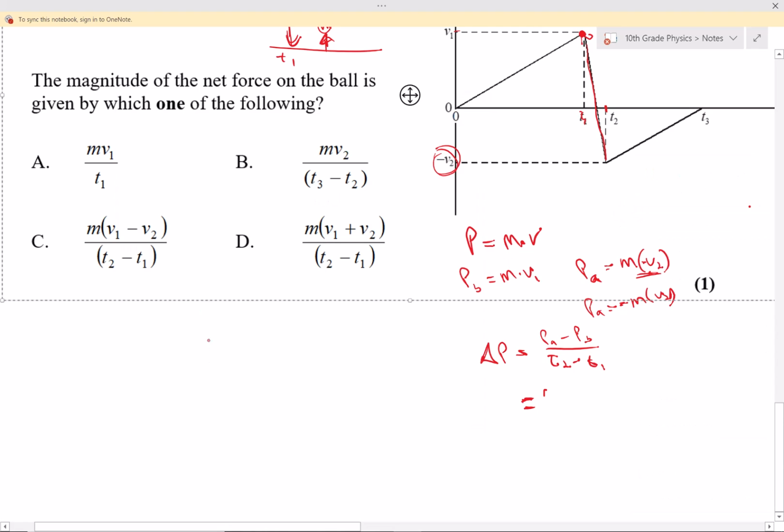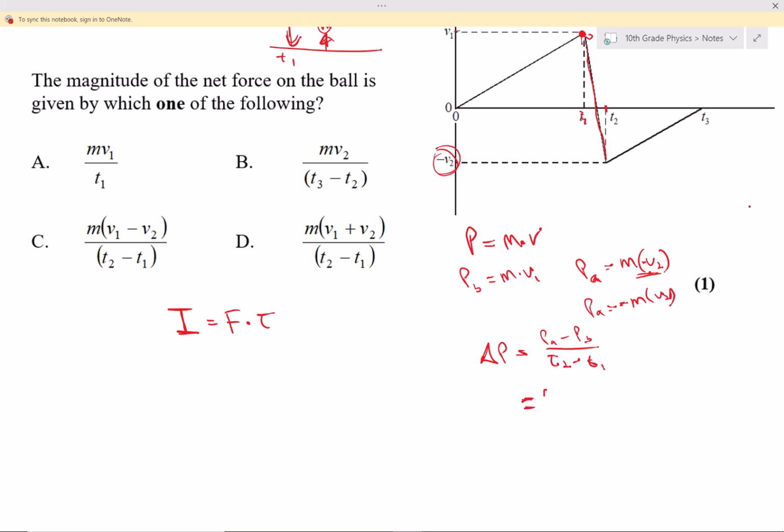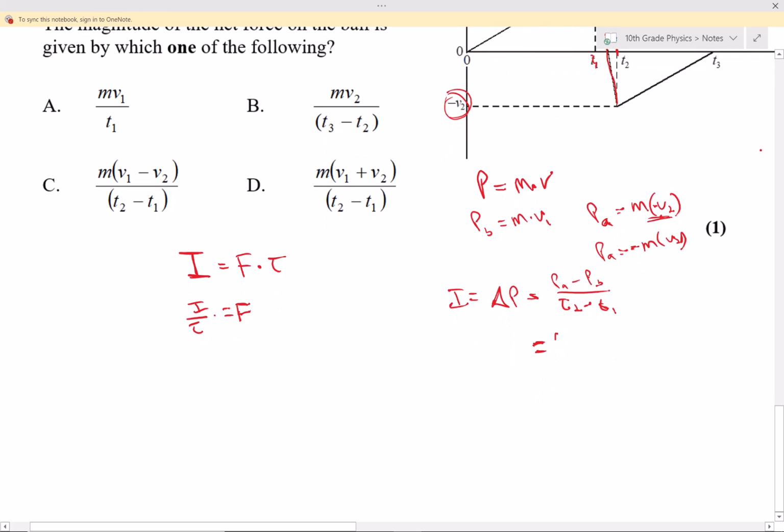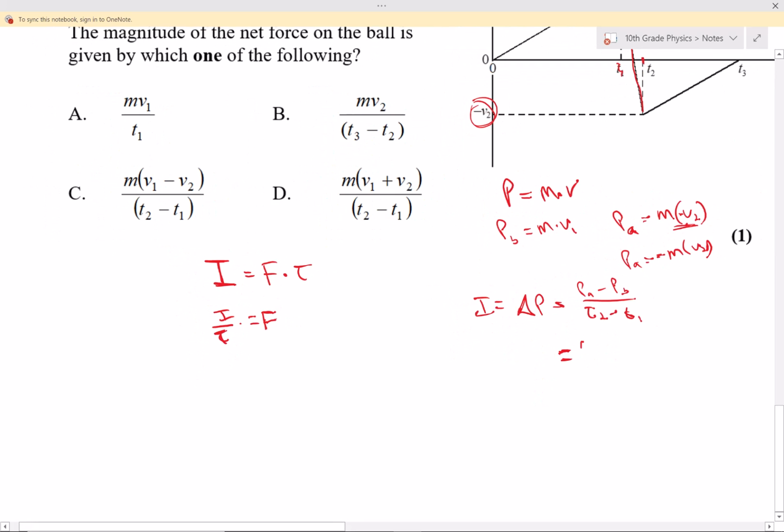What we want to think about is that change in momentum is basically the same thing as impulse, and we had an equation for impulse, which was impulse equals force times time, and that's the same thing as change in momentum, right? So what we want is the force, right? We want to be able to figure out the force, so we're looking for force. The force is going to be equal to the impulse over time, and remember, impulse is the same thing as change in momentum, right?